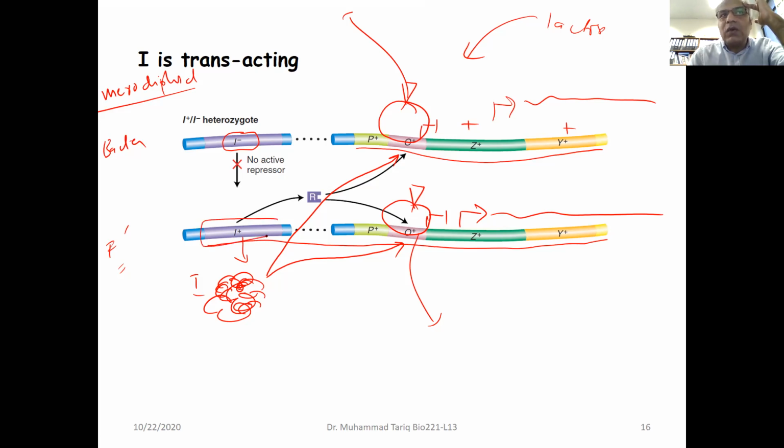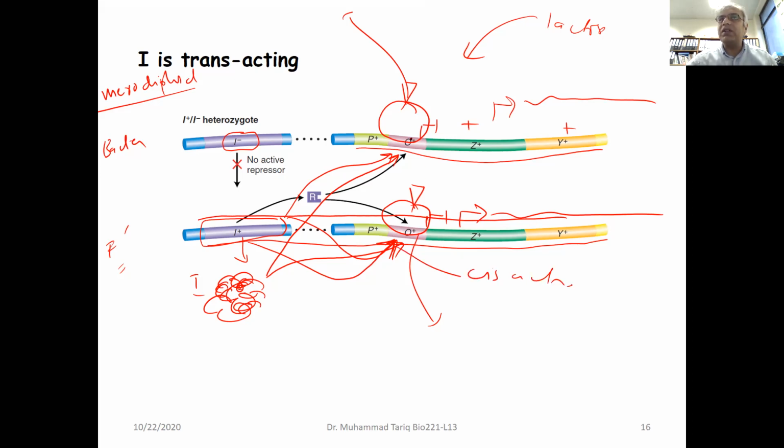We call this trans-acting because the molecule is being produced, transcribed, from the wild type gene only here on the plasmid. The gene being produced somewhere else in the genome, its product is going and acting on a different position altogether. Had this molecule been restricted only to its own chromosome, then it would be cis-acting, which is the operator. Operator and promoter are cis-acting molecules.